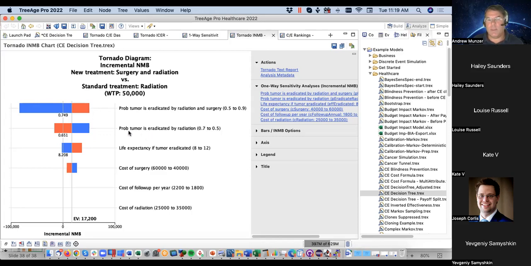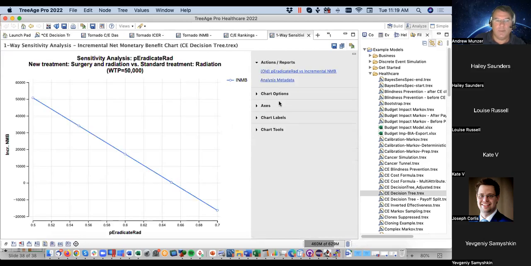Now, this is the probability of eradicating tumor with the standard treatment. If the standard treatment gets better, then the relative value of the new treatment versus the standard treatment gets worse. So that's why you see the blue go into the red. If I looked at that one, you see the INMB as the parameter of eradicating tumor with the standard treatment goes up, the INMB goes down, and there's a point somewhere in here where we change optimal strategies.